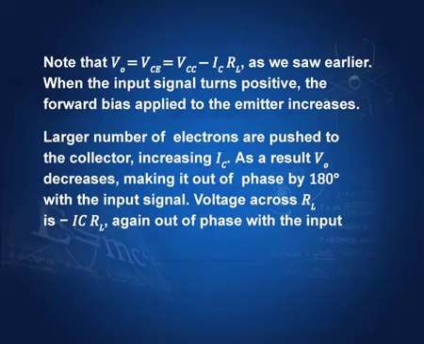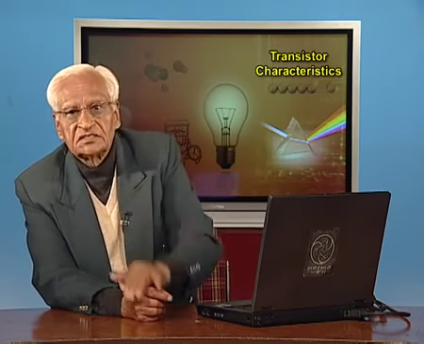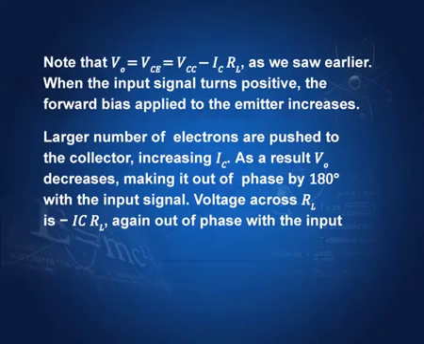As a result, VO decreases, making it out of phase by 180 degrees with the input signal. You see, we increase the input signal and the output voltage becomes lower. Therefore, there is a phase difference of 180 degrees, or a phase difference of pi, between the input and the output. Voltage across RL is minus ICRL, again out of phase with the input. That is, if you want to take the output across this load resistor, even then there is a phase difference of pi between the input and the output.